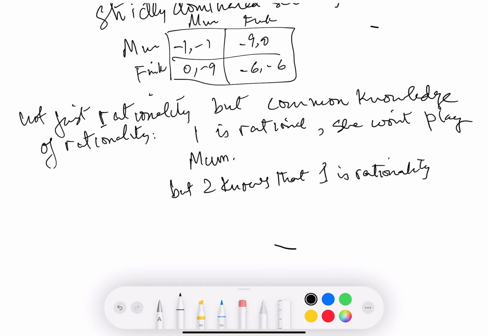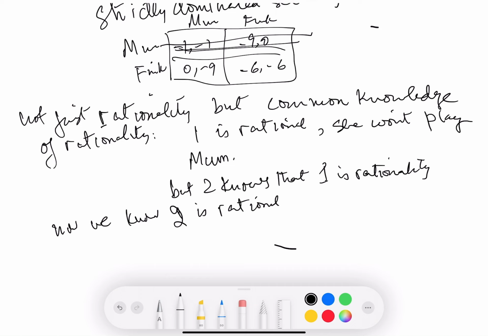If two knows that one is rational, she is not going to play mum, which means from two's calculus, she can take out the strategy. She knows one is never going to play it. So as far as two is concerned, the game is what is just left, right? Now we know that two is rational. So what is two going to do?